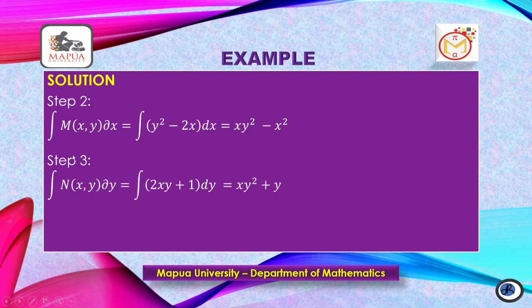We also have to integrate the coefficient N dy. This time we consider x as our constant. So we have (2xy plus 1) dy. We evaluate the y wherein x is constant. We have y squared over 2, so we reduce the 2 there and we have x y squared. And the integral of dy is y.